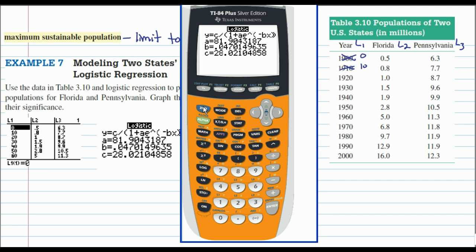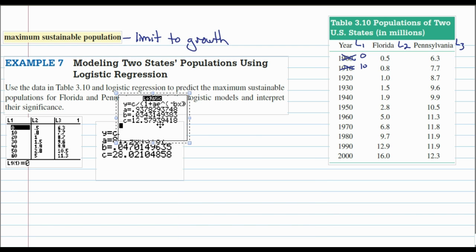Got to do the same thing, but now I'm going to go to stat, calc, B, logistic. My X values are still in L1 for Pennsylvania, but now my Y values are in L3. I want to store that into Y2. Here we go again. Oh, well, that was quick actually. All right.